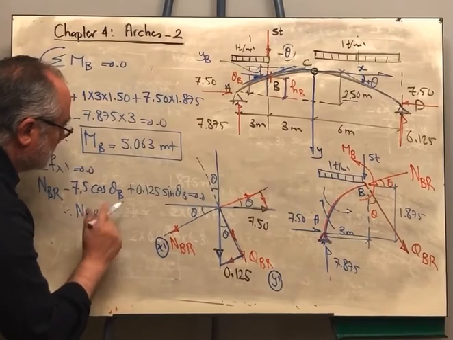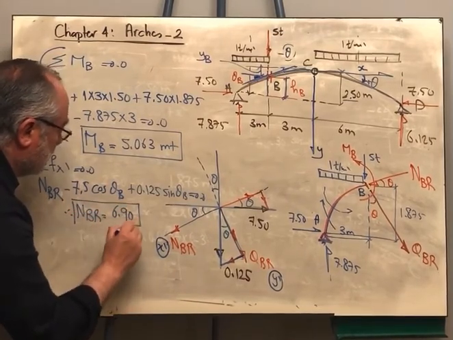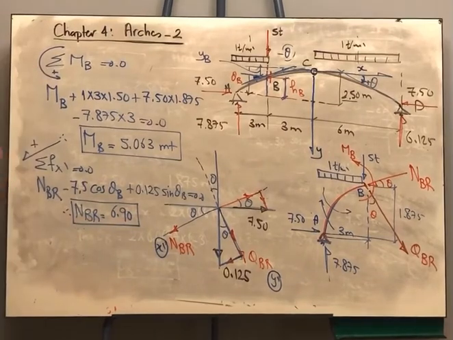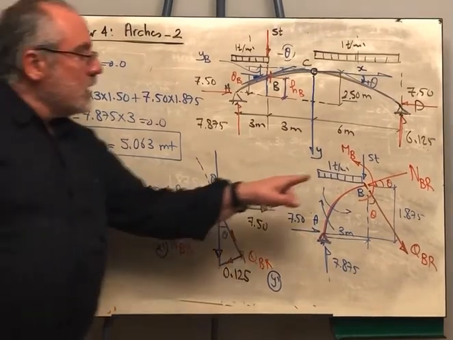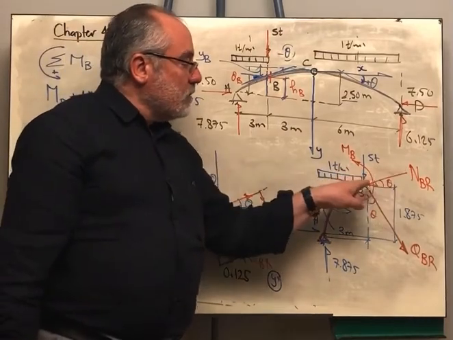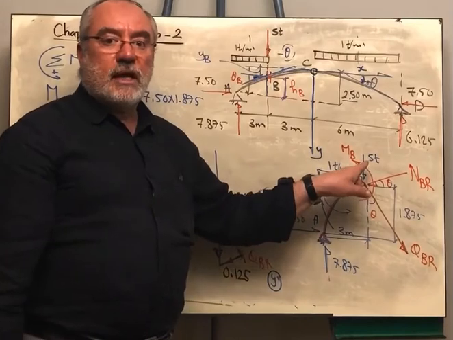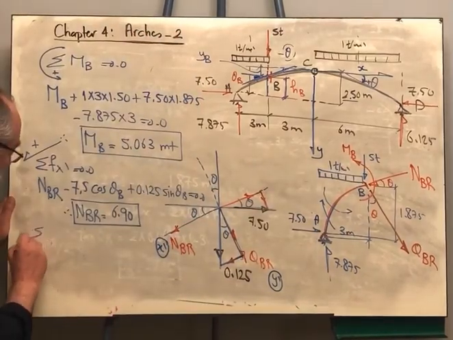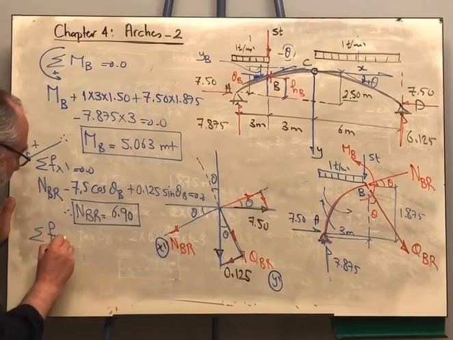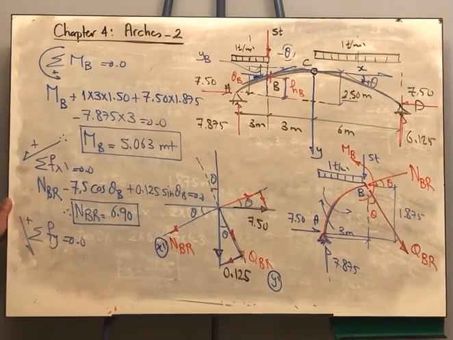Of course, it is 6.9 ton. It is positive, but it means compression, because we assumed the normal force in the very beginning to be towards the section. So originally we are assuming it as compression force. Okay? And sigma Fy is equal to 0. Let me take the direction of the y prime is positive.